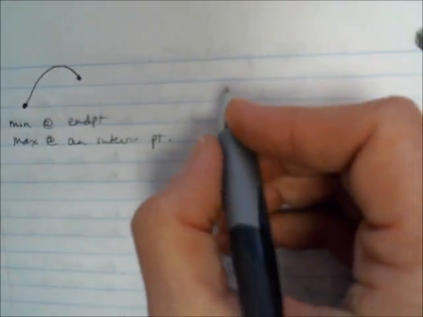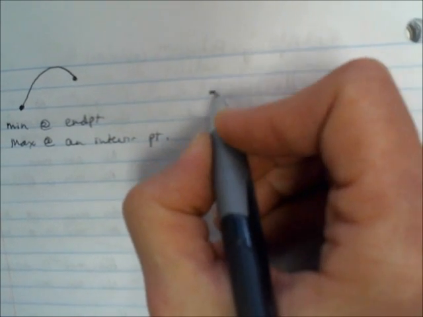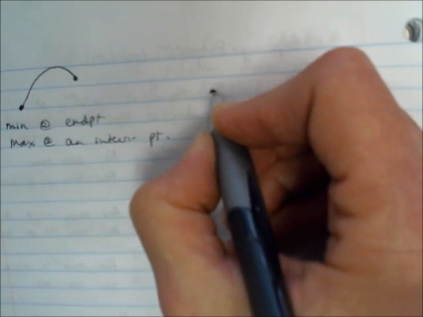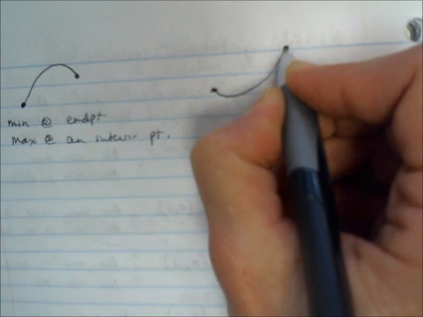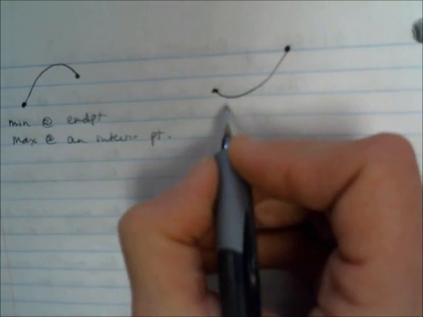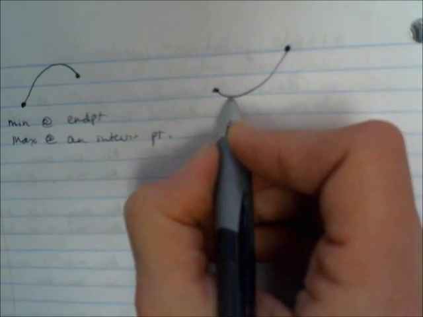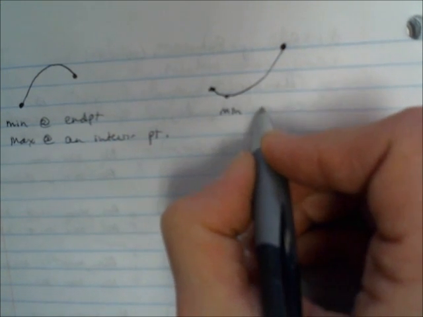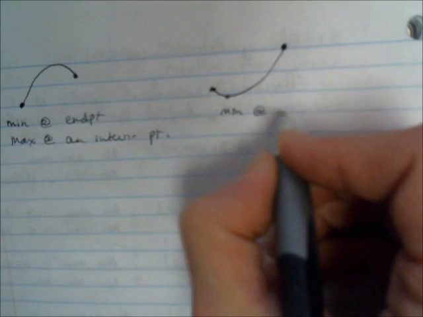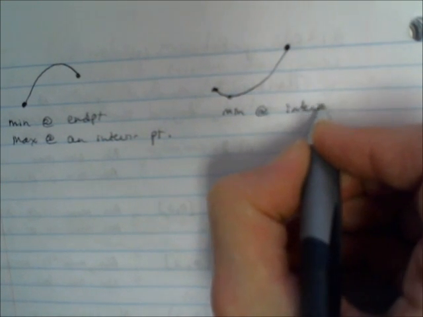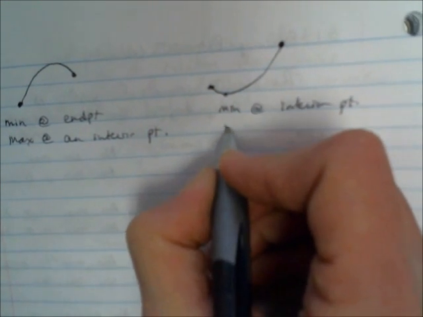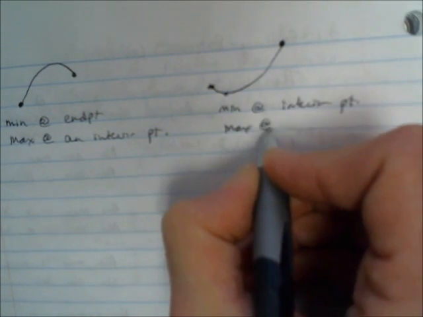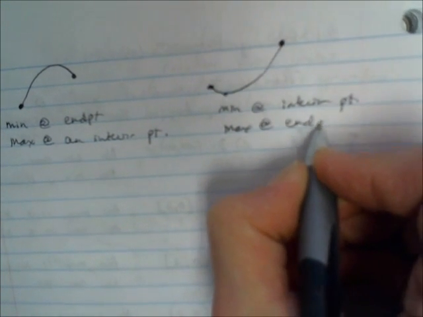And then, just for completeness, you can imagine that you might have a maximum at an endpoint and a minimum at an interior point. So right down here, this minimum would occur at an interior point. And the maximum occurs at the endpoint. So we always have to check the endpoints if we're checking for maxes and mins.